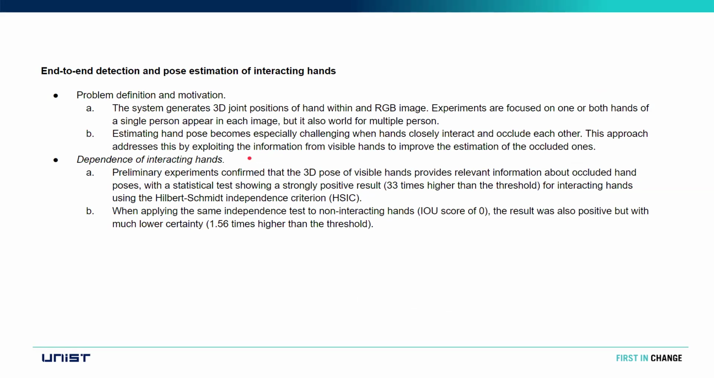So, end-to-end detection and pose estimation of interacting hands. The problem definition: the final idea is to generate 3D joint positions of hands within an RGB image. In their experiment, they assume that only a single person is in the image and focus on that one, but their method also works for multiple persons.